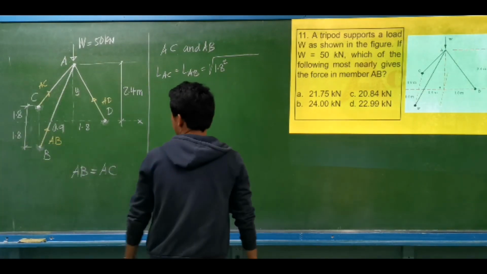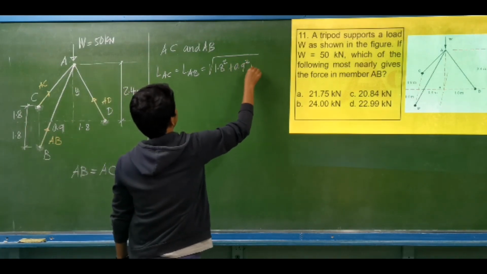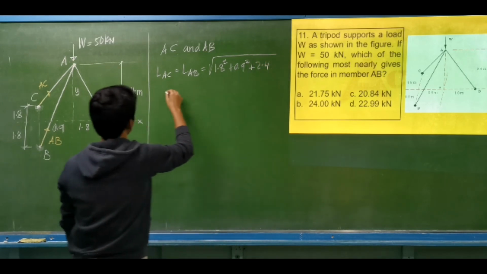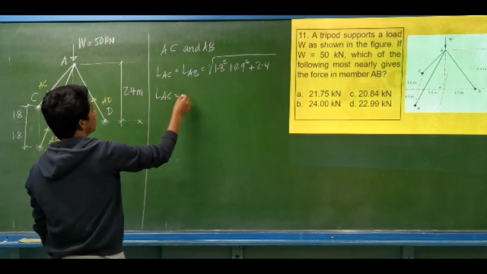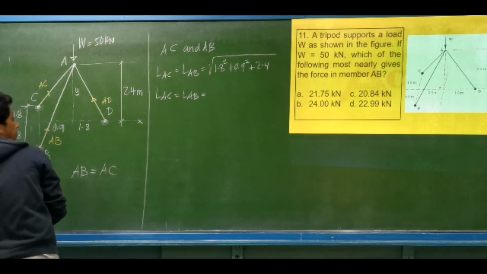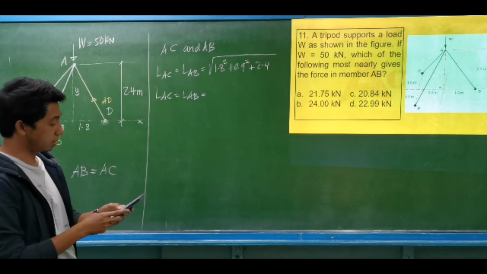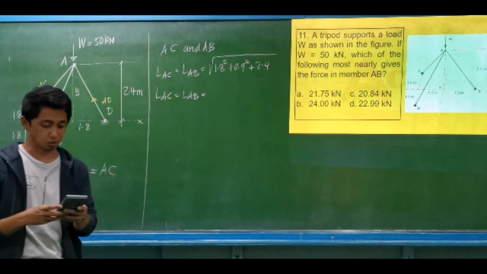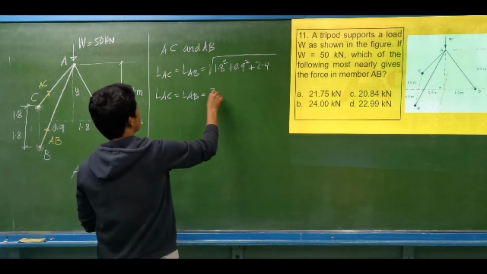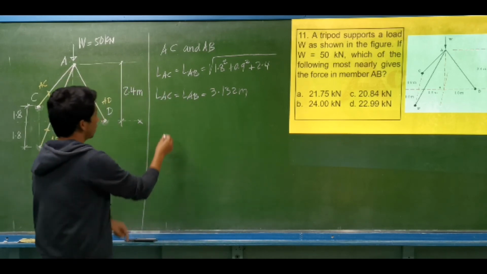So we are considering 1.8 plus 0.9 squared plus, what is the height? This is 2.4. So let us determine the length of member AC, equal to the length of member AB. That is the square root of 1.8 squared plus 0.9 squared plus the height, 2.4 squared. So that will be equal to 3.132 meters.